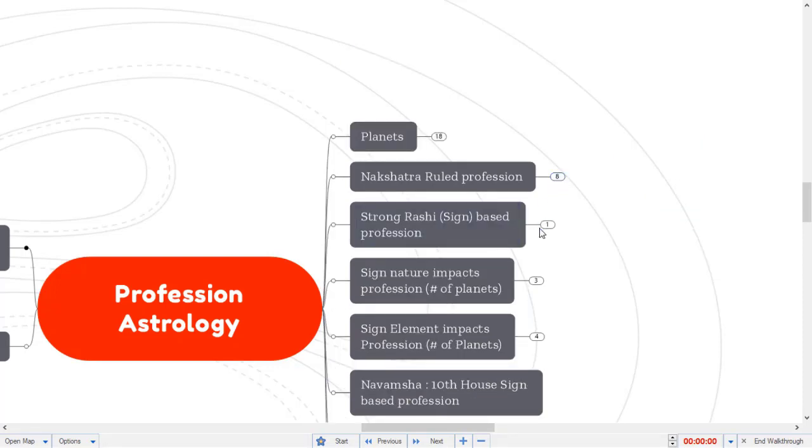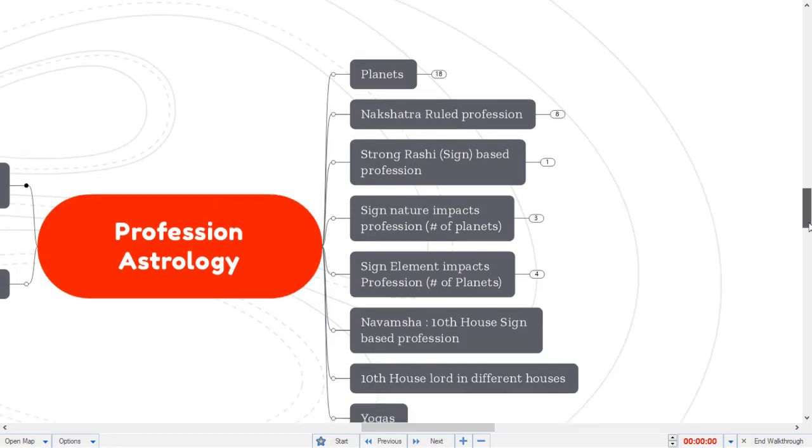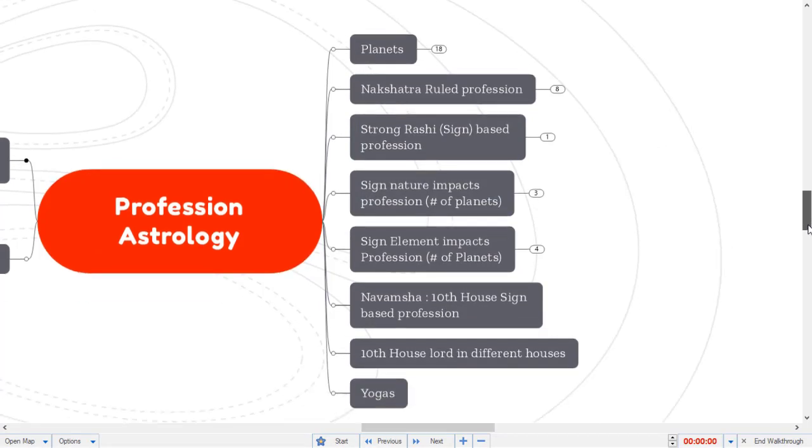Now let's understand the Rashi also. You need to find which Rashi is strong. When I say Rashi, basically you need to look at the 10th house and the first house. Whichever is strong will have more say, because both can really drive your profession.